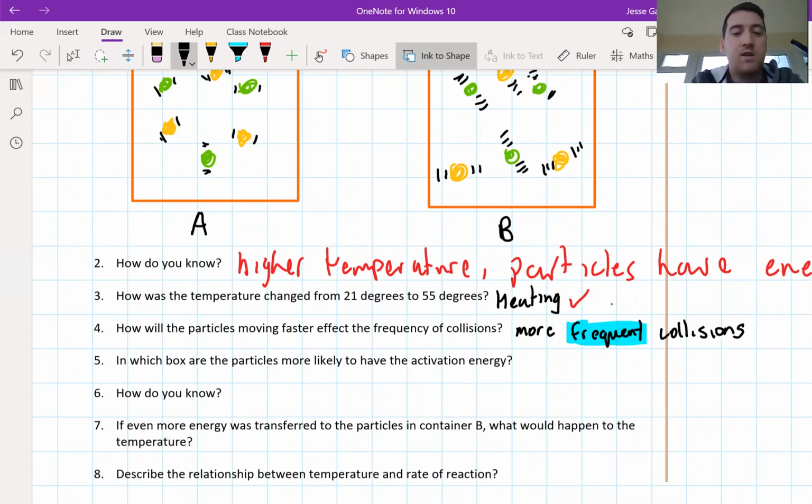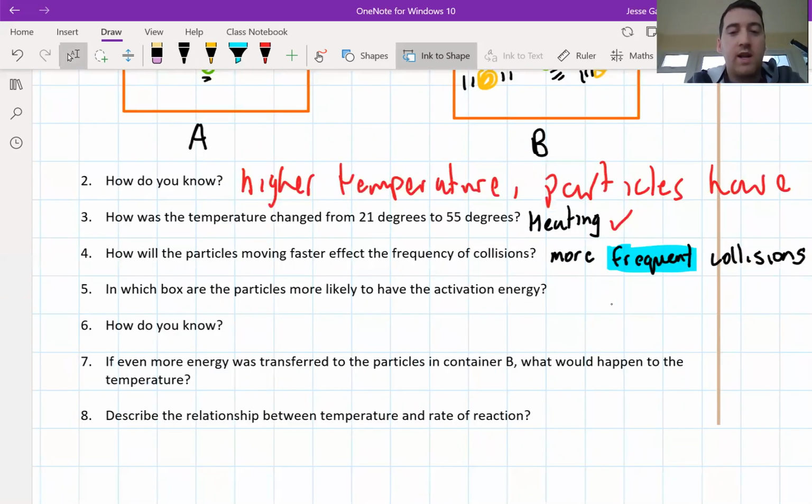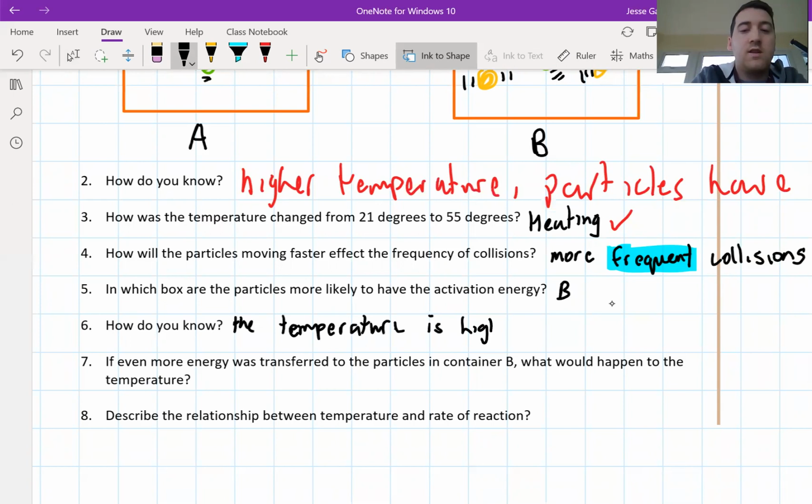Okay, next one, in which box are the particles more likely to have the activation energy? That would definitely be B. How do you know? Because the temperature is higher. What does this mean? It means they have more energy. If even more energy was transferred to the particles in container B, what would happen to the temperature? Well, it would increase. More energy was transferred, so the temperature goes up.